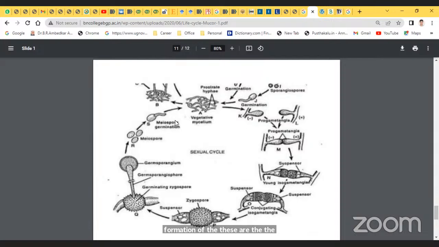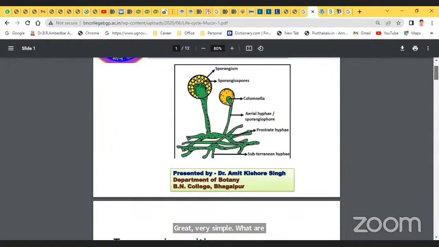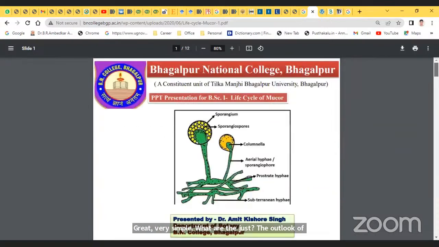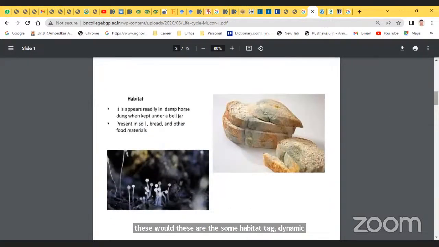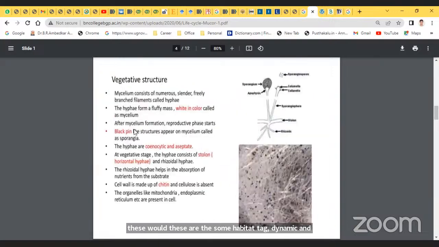Right? Very simple. What is the outlook of this? There is the habitat and the taxonomic position, and this is the habitat, which everyone knows. The vegetative structure is also important. So what is the vegetative structure of Mucor?